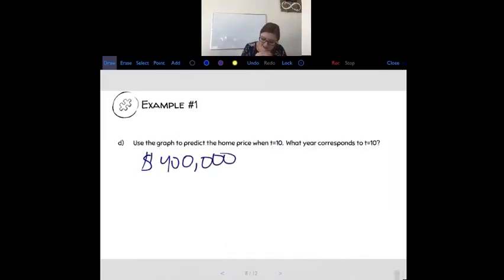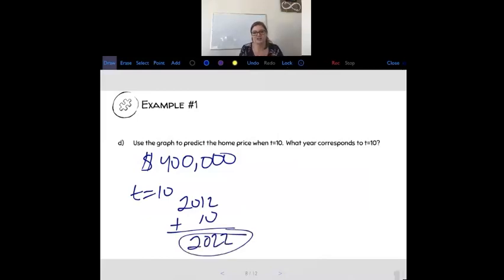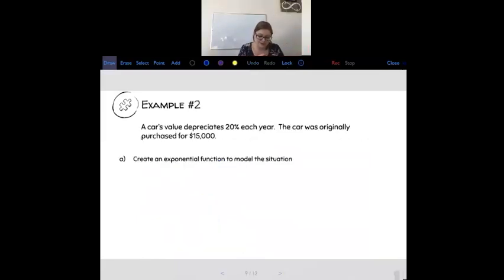Then t equals 10 is 10 years from 2012. When you add that on, we would end up at year 2022. That's just to remind you that all of this is in reference to a certain starting point in time. Example number 2, a car's value depreciates by 20% each year. The car was originally purchased for $15,000. Create an exponential function to model the situation.